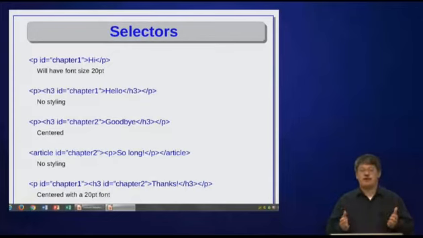It's also not in a paragraph that has ID set to chapter 1, so we don't give it the 20-point font. In the last example, we have a paragraph with ID set to chapter 1, and nested inside it, we have an H3 tag, a level 3 header tag, with ID set to chapter 2. Since this HTML code meets both criteria, it will be centered and it will appear in a 20-point font. It matches the first rule because it's in a paragraph with ID set to chapter 1. It matches the second rule because it's in an element with ID set to chapter 2 that is inside a paragraph tag. It's nested inside a paragraph element.